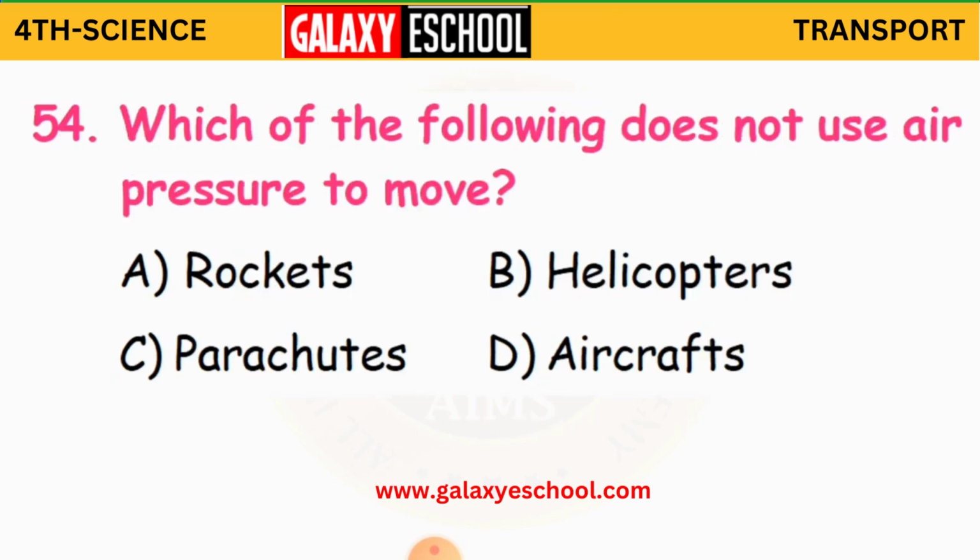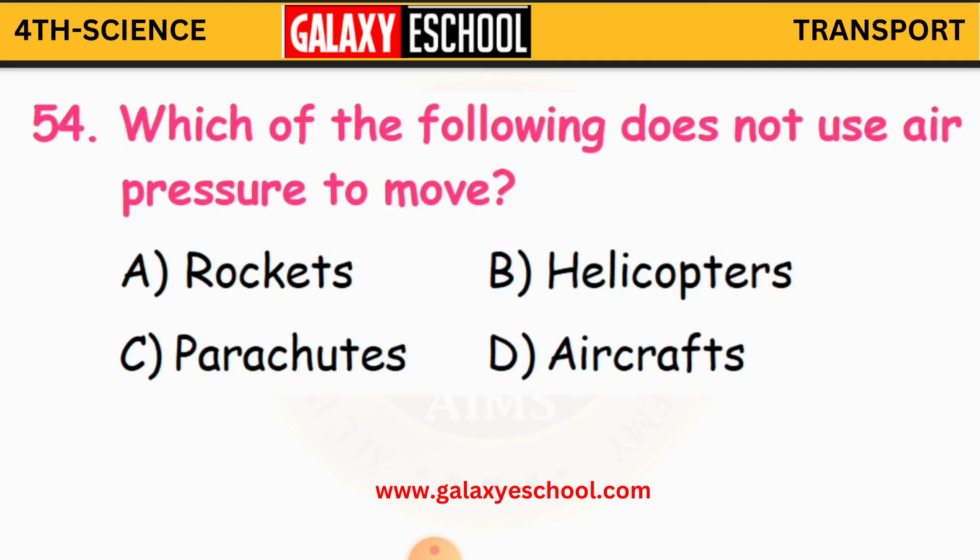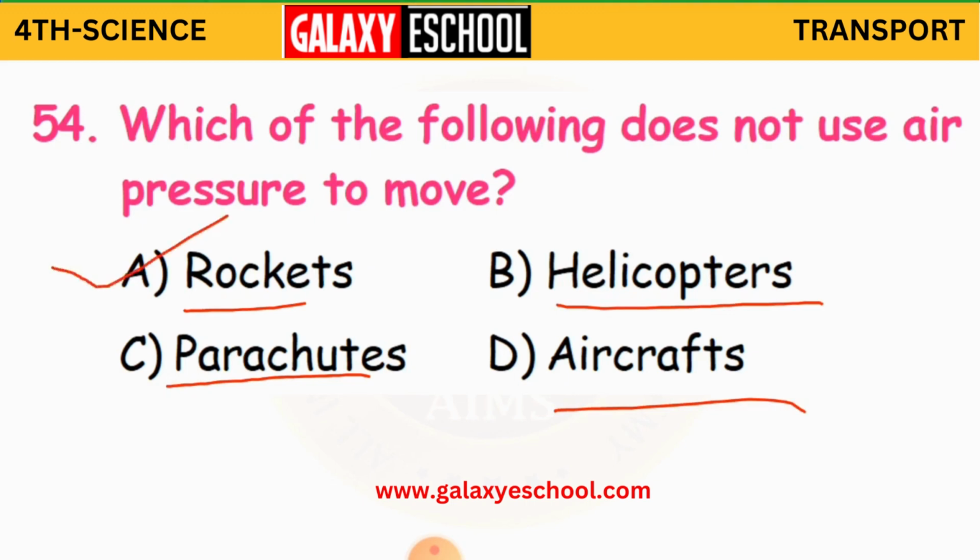54th question. Which of the following does not use air pressure to move? Here you have got four different means of transport, children. So which does not use air pressure to move? Either rockets, helicopters, parachutes or aircrafts, and the answer is rockets. Okay.